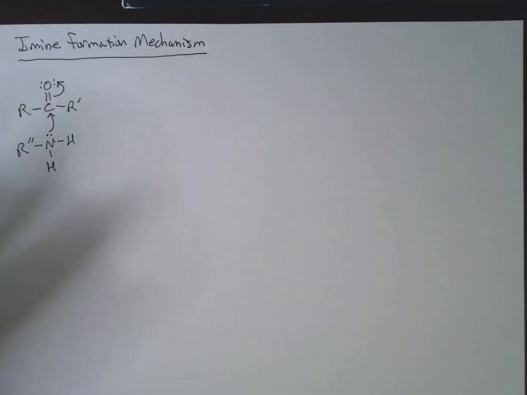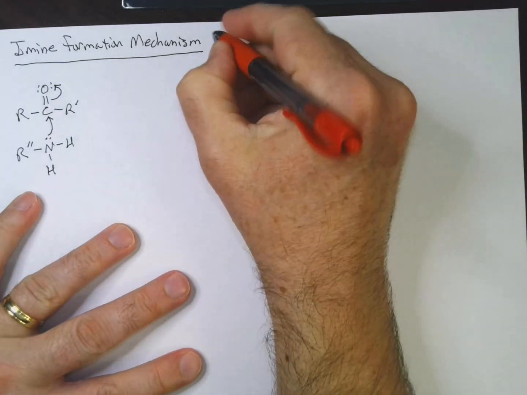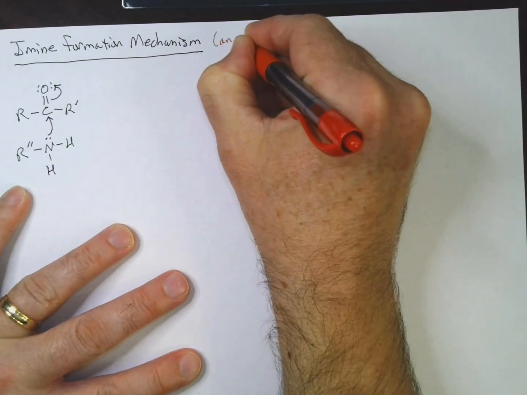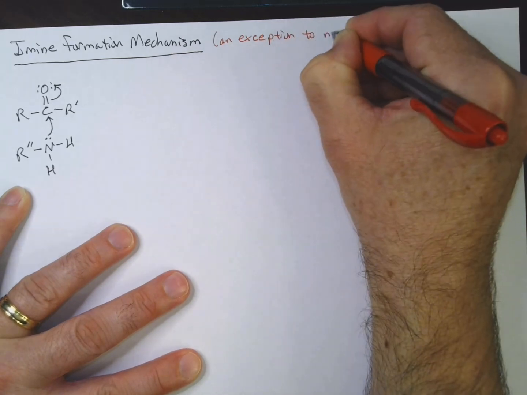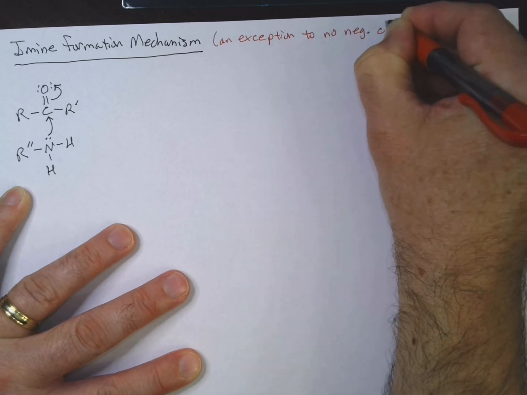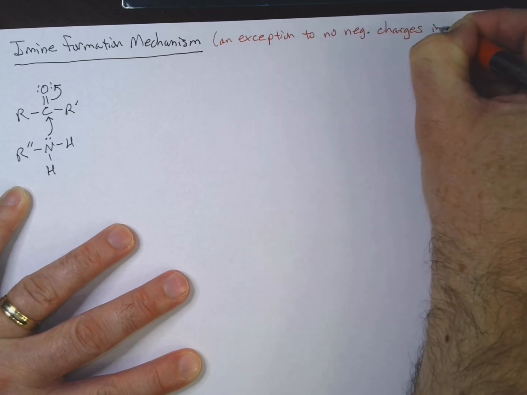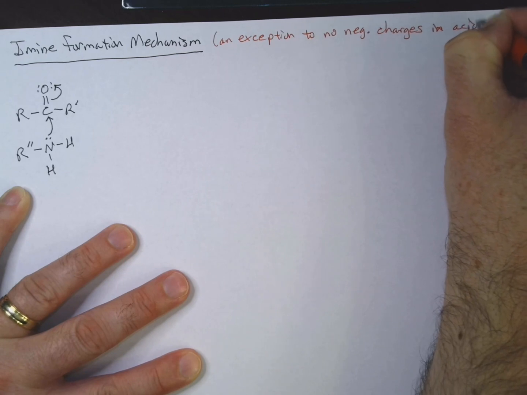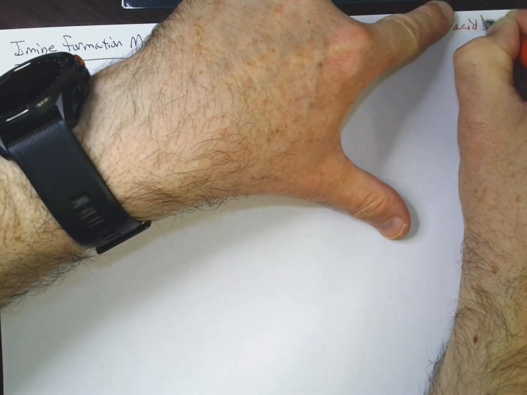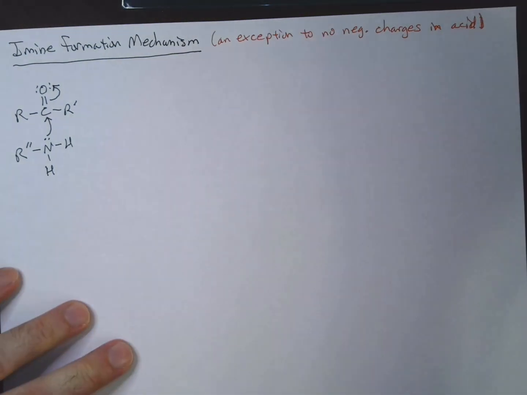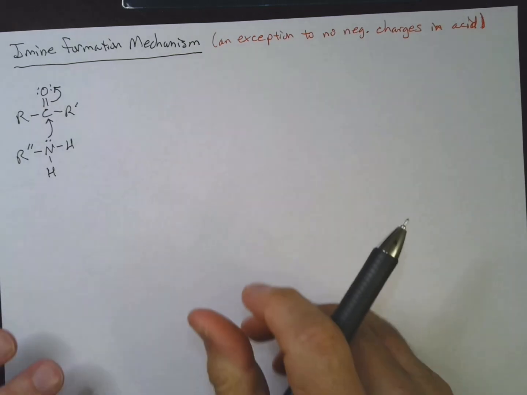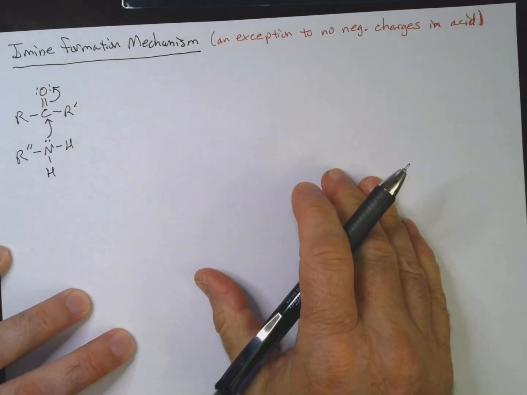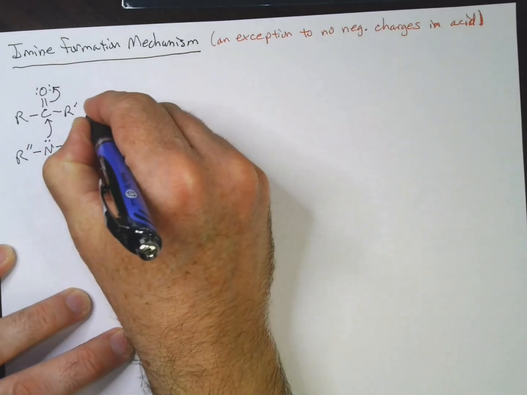Okay, so this is where things are a little different. Remember, this is the exception to no negative charges in acid. So these two, imines and enamines, are going to be exceptions to my rule of no negative charges in acid. Okay, so what does this give us now?